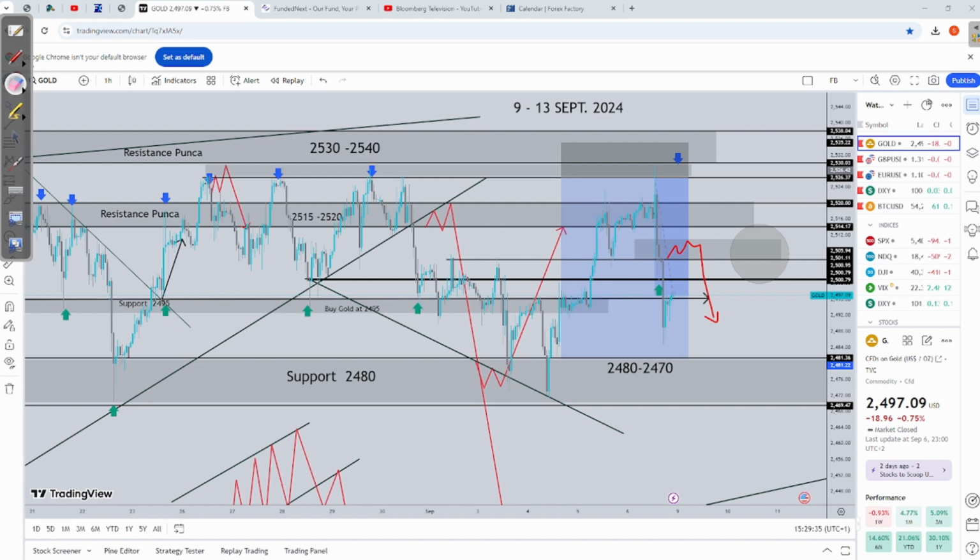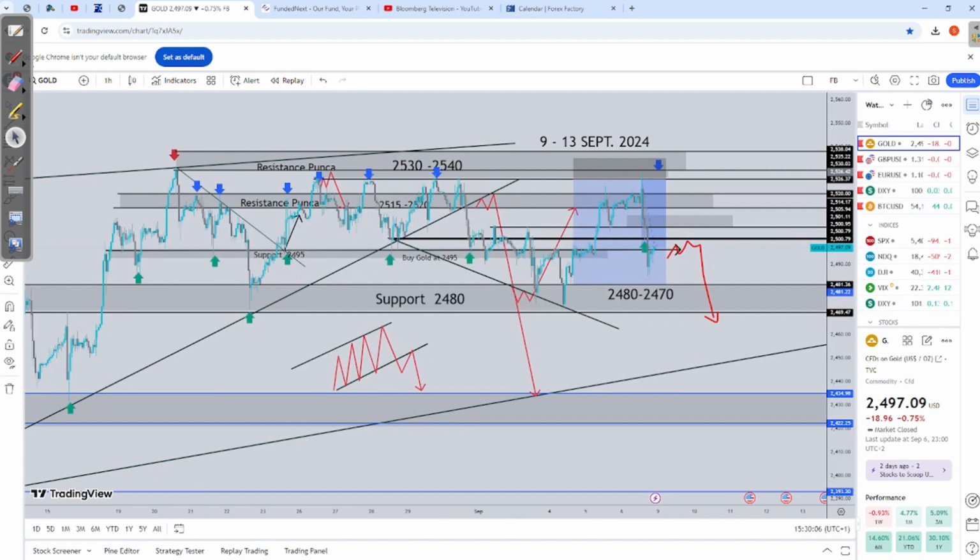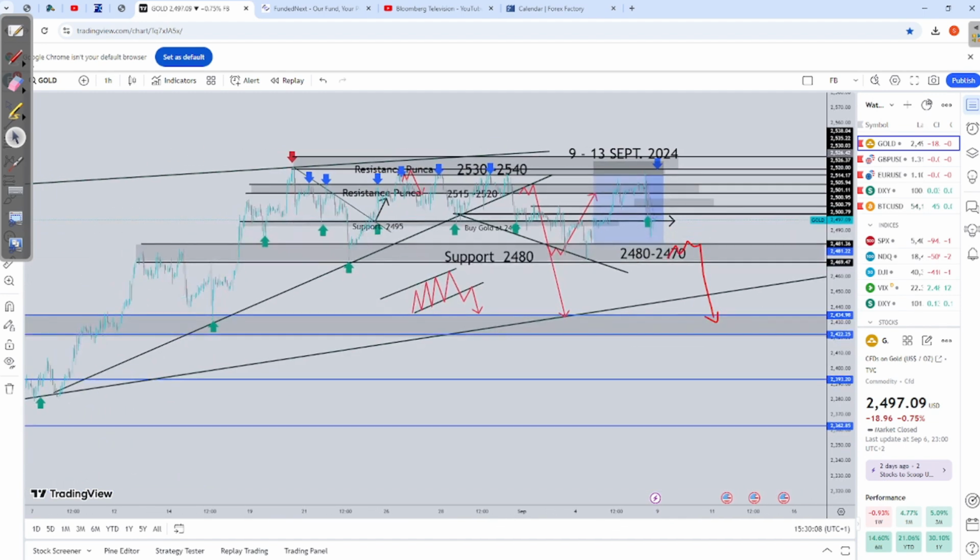So we want to work with these digits: 25.30 being the resistance area, and 24.70 being the support area. So these are the things we are actually going to work with. Now we are going to have news in the coming week.